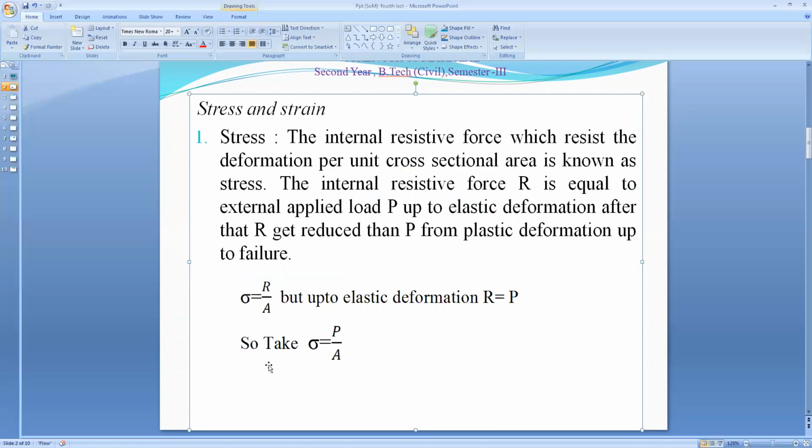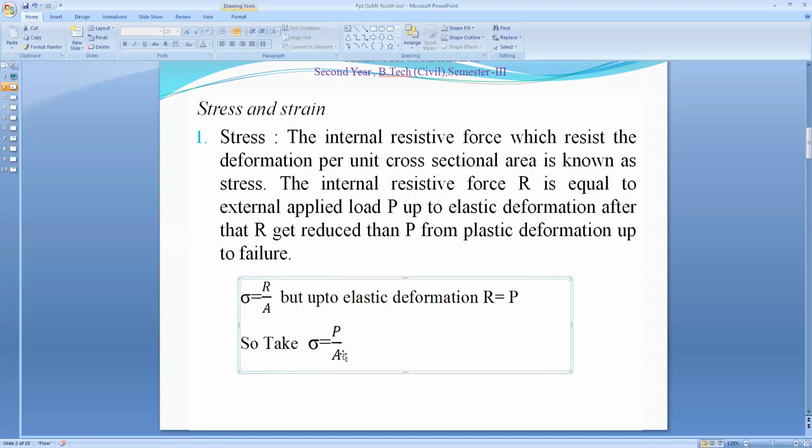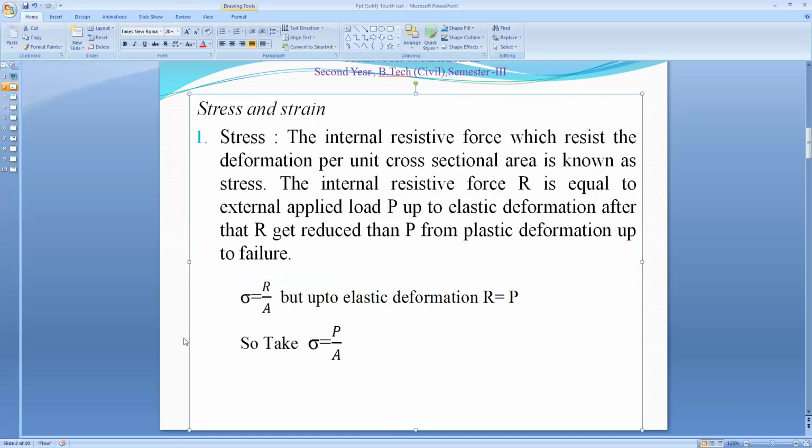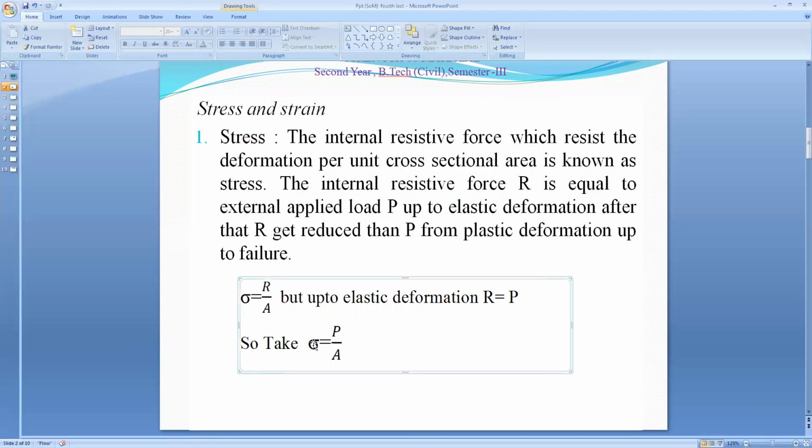So how to calculate the magnitude of the stress? Take capital P, which is a known quantity, divided by the cross-section area, which is also a known quantity. By using these two known quantities, we can calculate the magnitude of the stress, which is denoted by sigma. This is the simple definition of stress.